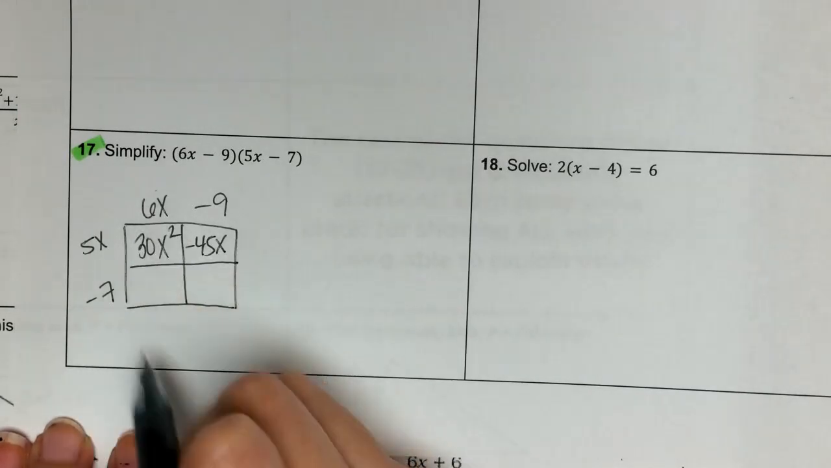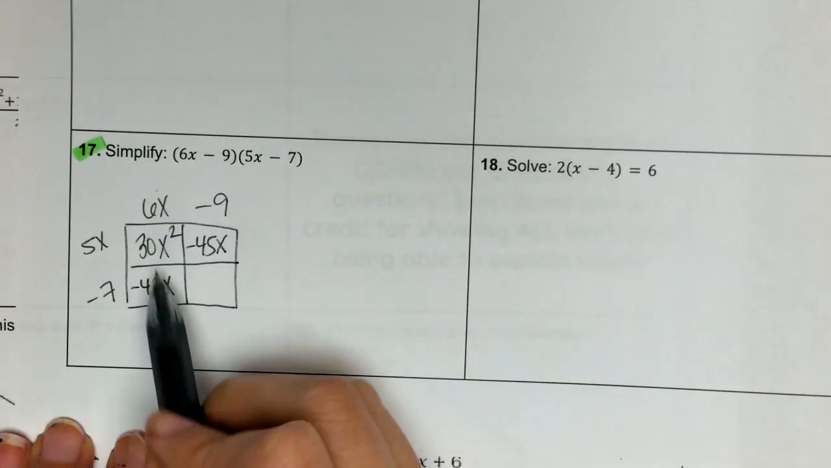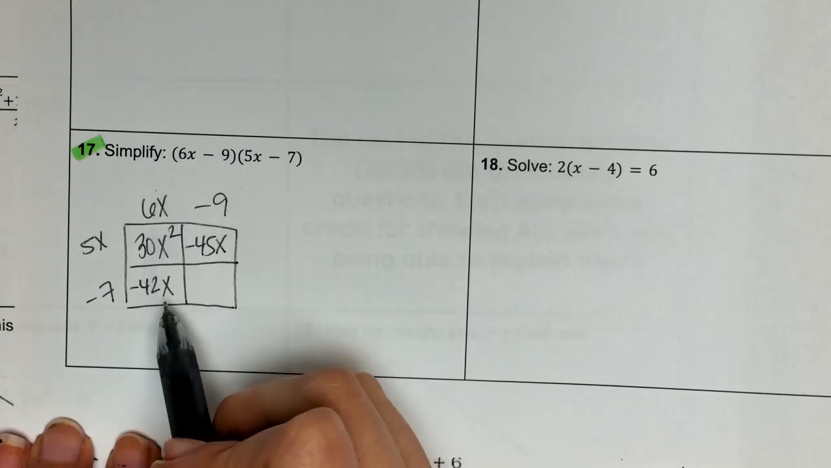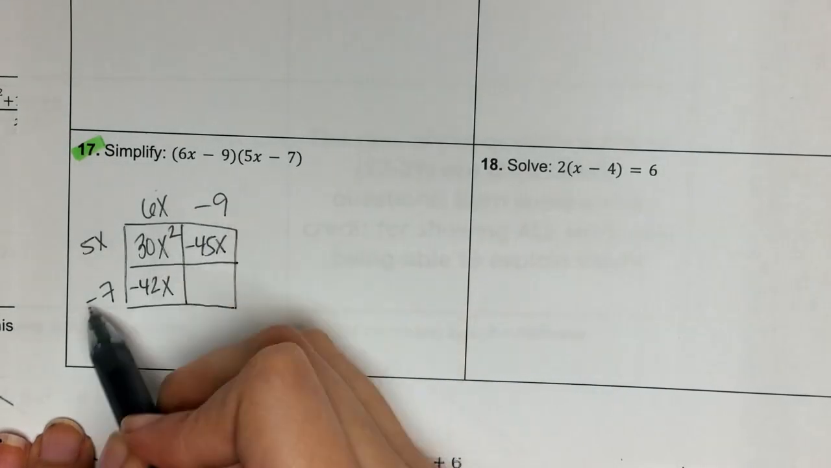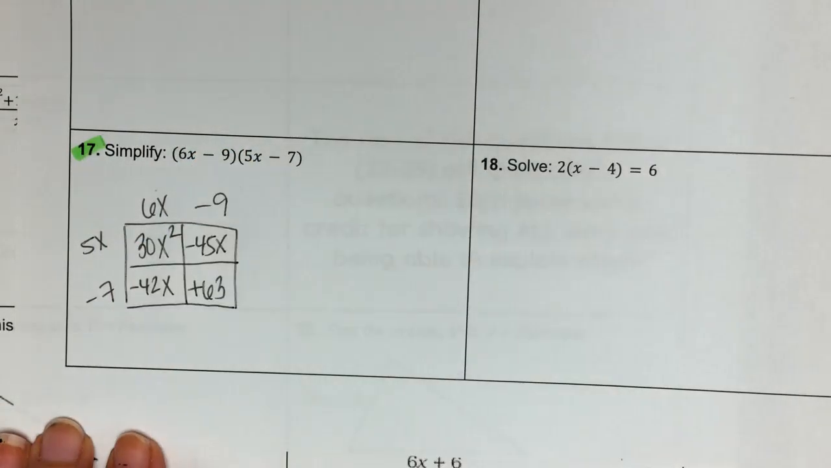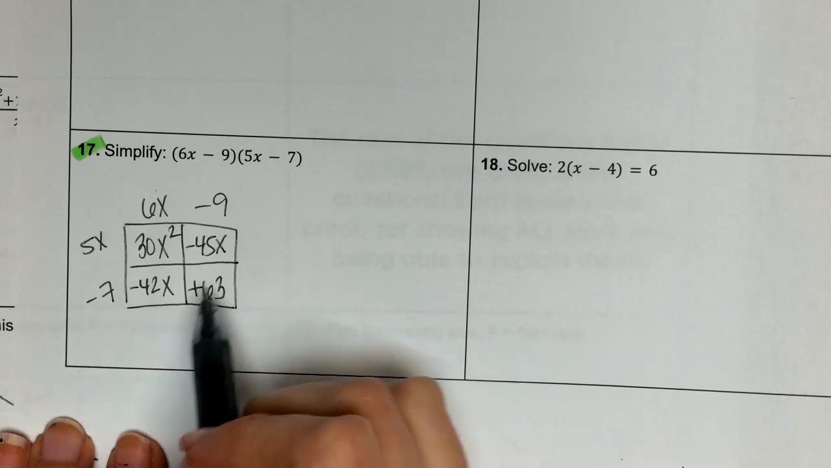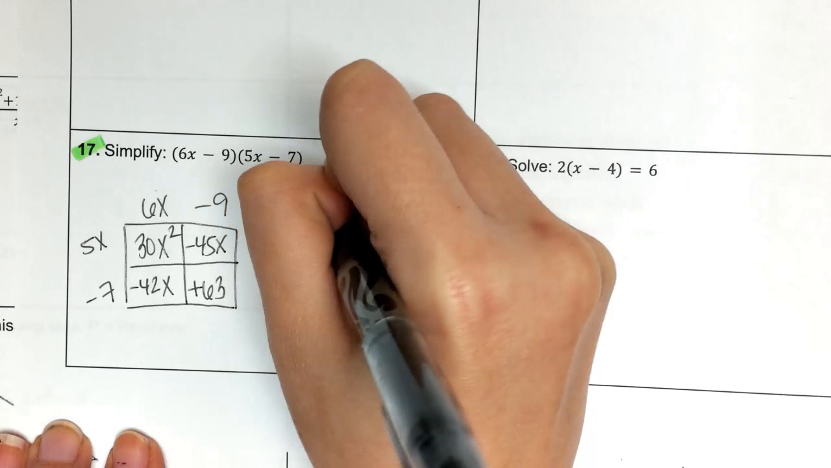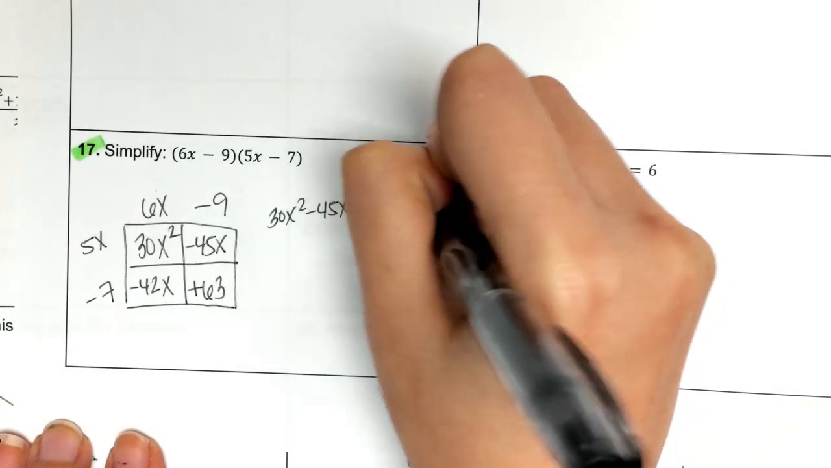In this case, 6x times negative 7 is negative 42x. 6 times negative 7 is negative 42, and we need to bring down that x. For our last case, we have negative 9 times negative 7. Negative times negative will be a positive, and 7 times 9 is 63. In this case, I don't need an x because neither the 9 nor the negative 7 have an x. So I'm going to write out my terms: 30x squared minus 45x minus 42x plus 63.